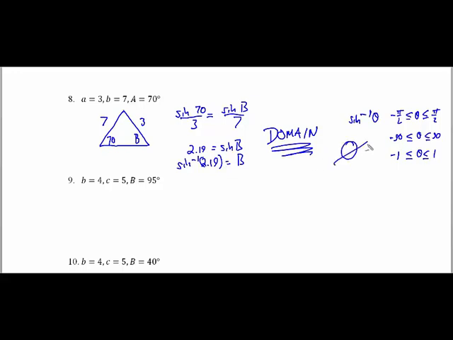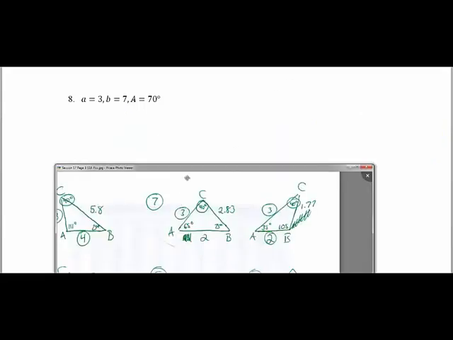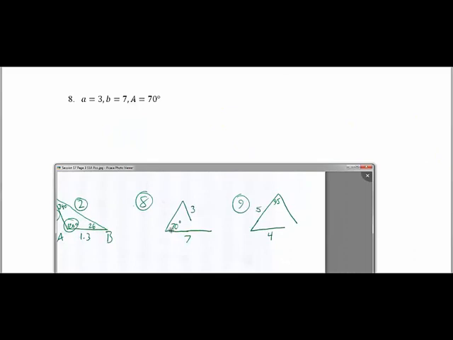And if you want to see the picture of it, I drew a picture to show you that this is a problem. There's problem 8 right there. You see, here's the angle A, which is 70. Here's side length B, which is 7. Now, I drew it on the bottom here.